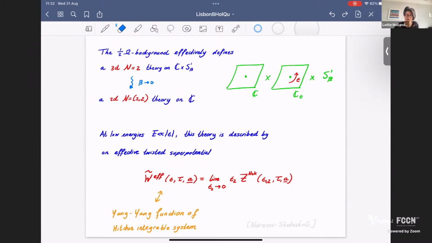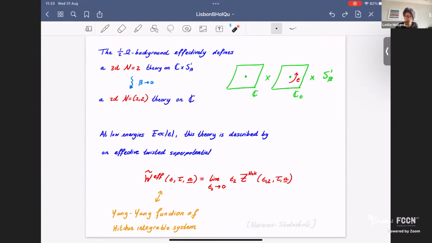So if we put a theory in this half omega background, remember that we have one plane where we have this omega deformation and one plane where there's no omega deformation. That means that if we consider this theory at low energies, we're basically going to reduce our theory. If we started out with a 5-dimensional theory, it will reduce to a 3-dimensional n equals 2 theory on the complex plane times this S1 beta. And in the limit where beta goes to 0, it will reduce to a 2-dimensional theory.